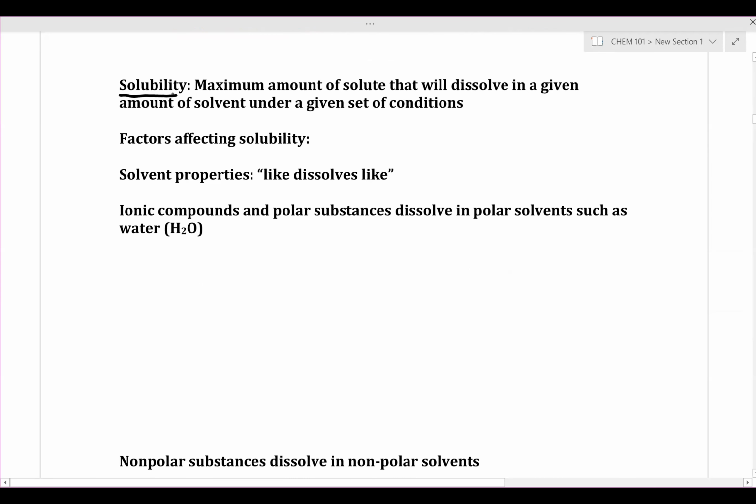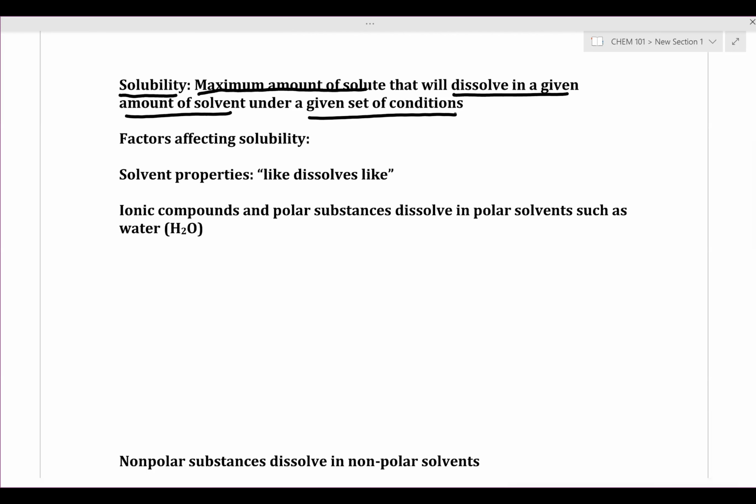Solubility. Solubility is a term to describe solute and solvent interactions. Quite simply, it's the maximum amount of solute that we can dissolve in a given amount of solvent under a given set of conditions. That's a lot of givens. It's mainly because solubility depends on temperature, it depends on pressure, and it depends on what you're trying to dissolve. We all know from experience, if we try to make sugar water versus salt water, it's a very different amount of sugar and a very different amount of salt that we can fit in each of those solutions, right?